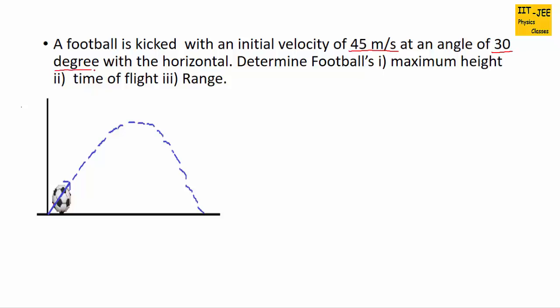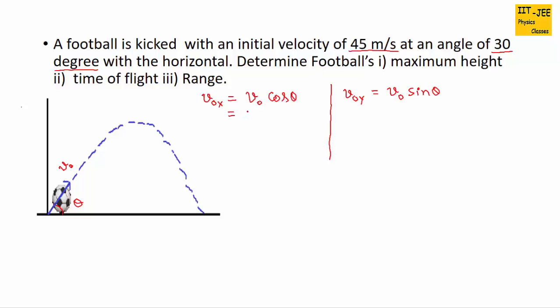degrees with the horizontal. So whenever initial velocity and angle are given, the first thing you can do is find the x and y components of initial velocity. The formulas for the x and y components are V0x equals V0 cos theta, and for the y component V0y equals V0 sin theta. V0 is the initial velocity and theta is the angle.